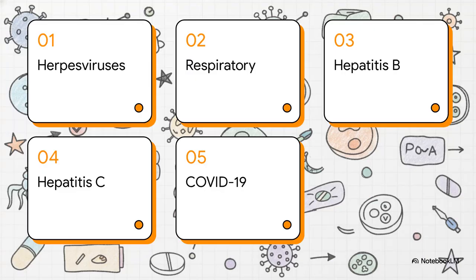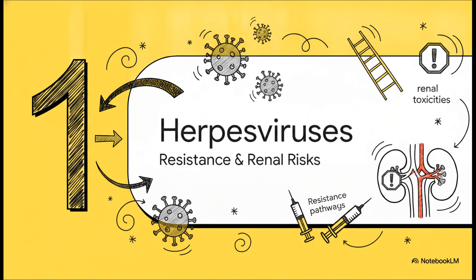Here is the roadmap for this explainer. First, herpes viruses, then respiratory infections, hepatitis B, hepatitis C, and finally, COVID-19. Section 1. Herpes viruses, resistance, and renal risks.